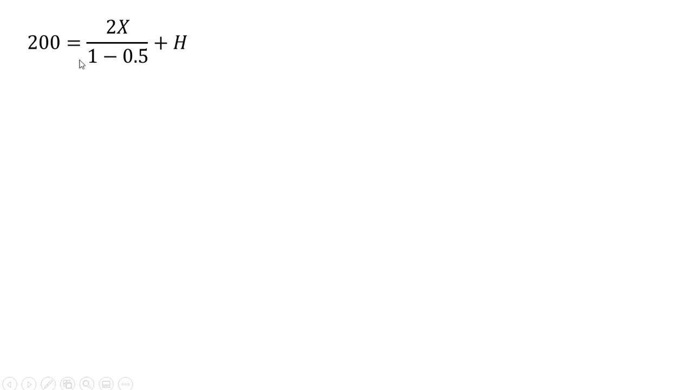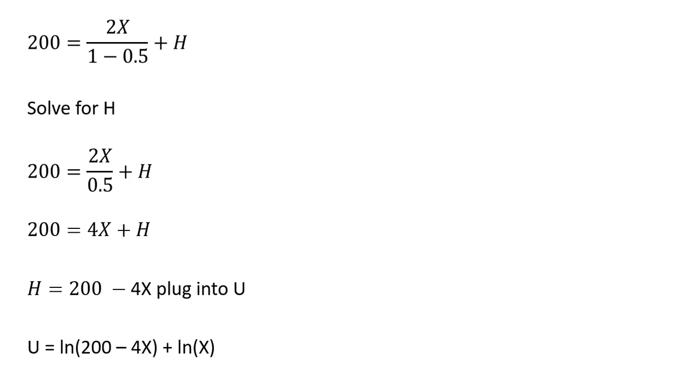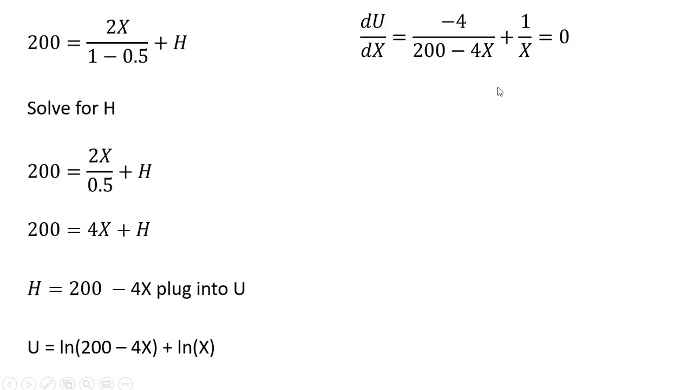So taking our budget constraint and going to just solve this for H. So 1 minus 0.5 leaves 0.5 here. 2 divided by 0.5 gives us 4. Solving for H. And now as before, let's just plug this into the utility function. After making our substitution, we'll take a derivative with respect to X, set that result equal to 0. We're maximizing, and we get this result. We're going to solve for X.